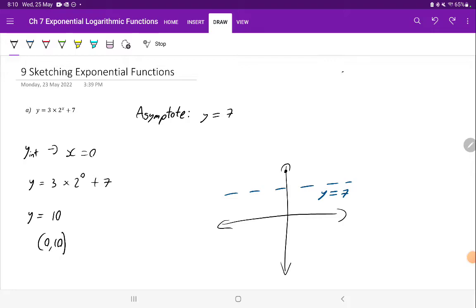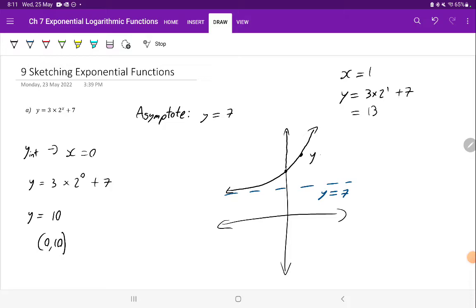So when x is equal to 1, well then y is going to be equal to 3 times 2 to the 1 plus 7. 3 times 2 is 6. 6 plus 7 is 13. And so we get this extra point a little bit further up, (1, 13). And so now we know for certain the shape of the function.